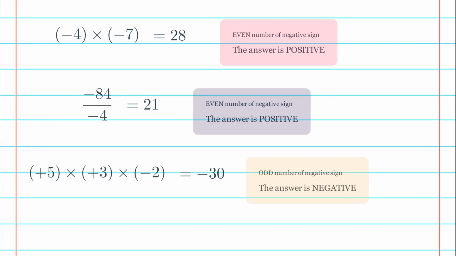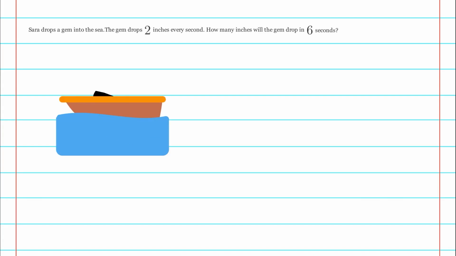Now let's take a look at a word problem that involves multiplying and dividing positive and negative numbers. The problem says Sara drops a gem into the sea. The gem drops 2 inches every second. How many inches will the gem drop in 6 seconds?